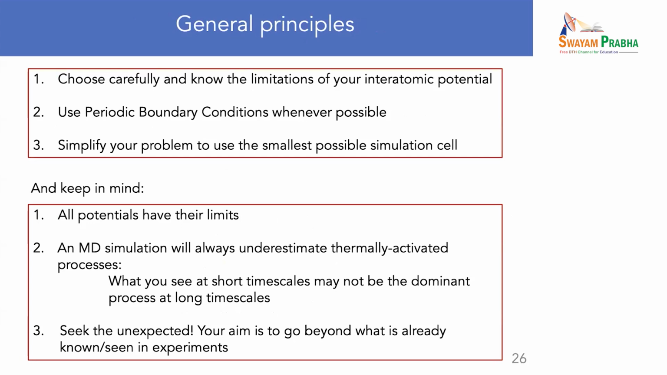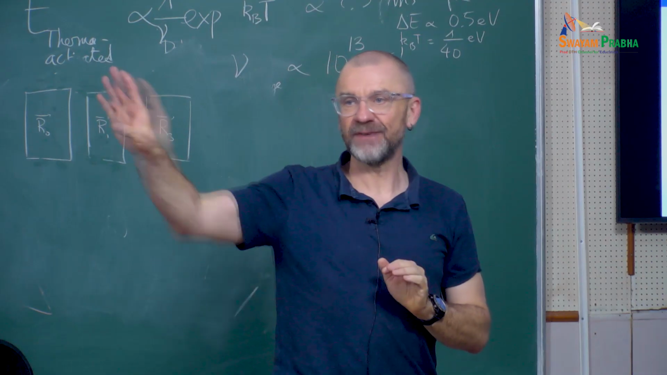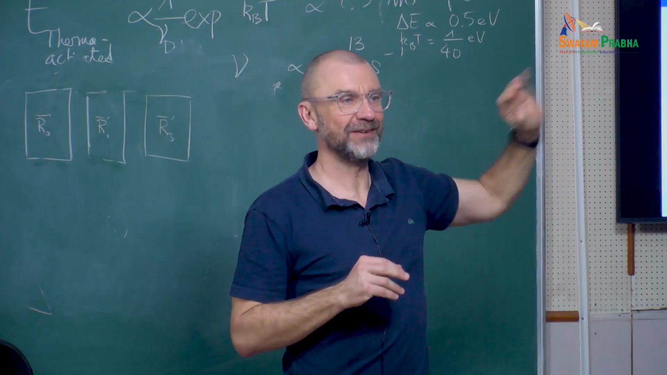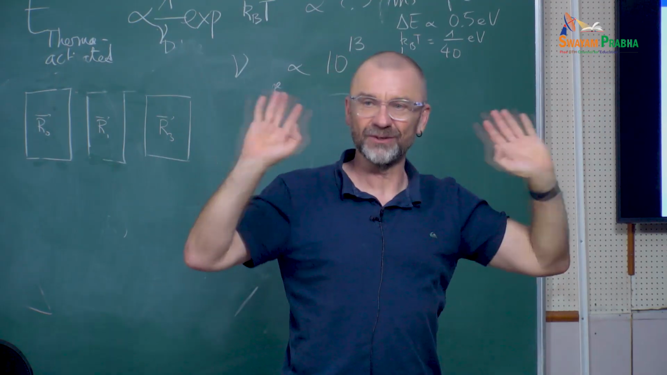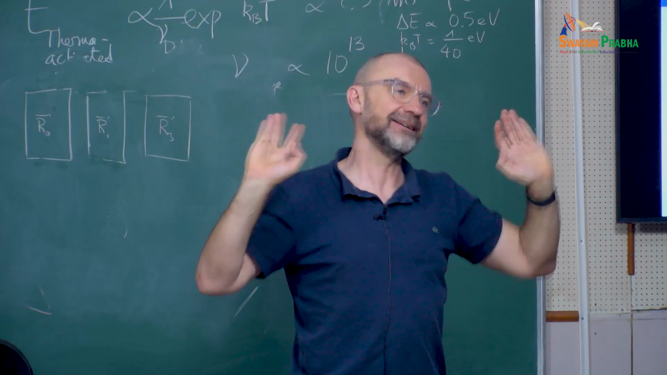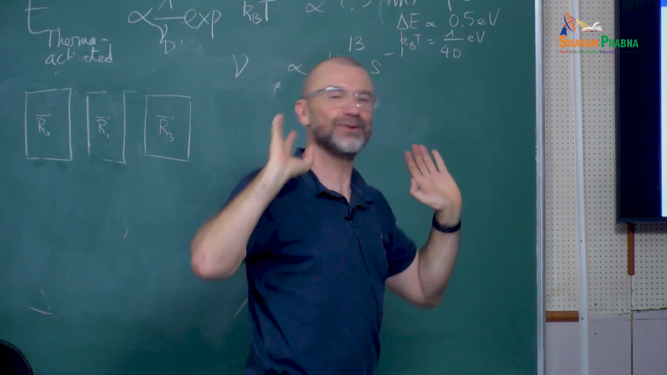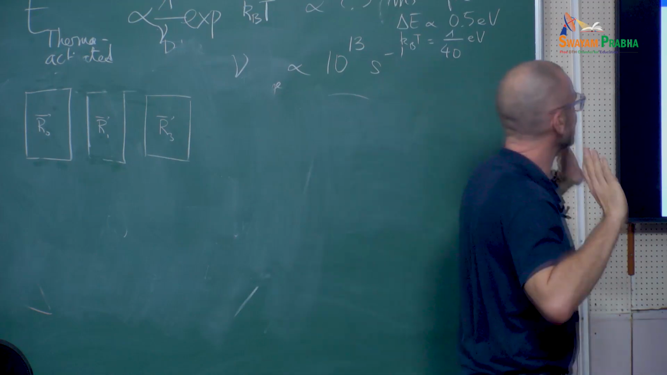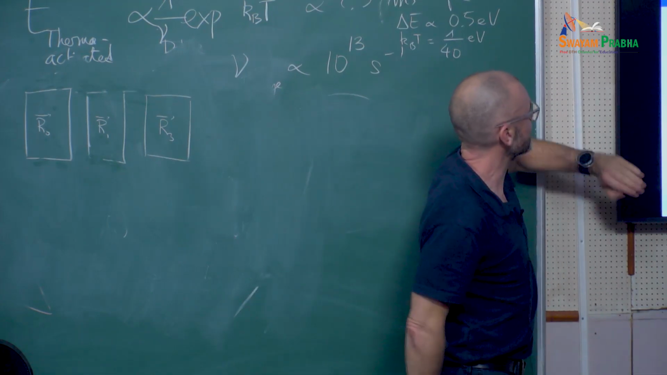So some more words of wisdom before we go for lunch. Choose carefully and know the limitations of your interatomic potential. I think I've insisted enough on that. Always use periodic boundary conditions when you can, and always try to simplify your problems as much as possible to have the smallest simulation cell. I'm not a big fan of the huge simulation I showed before by Vassily Bulatov. I have a lot of respect for Vassily Bulatov, but these huge brute force simulations, that's not my way of doing science.